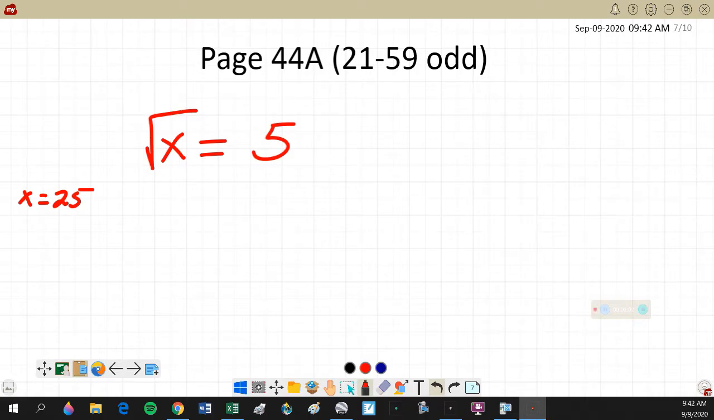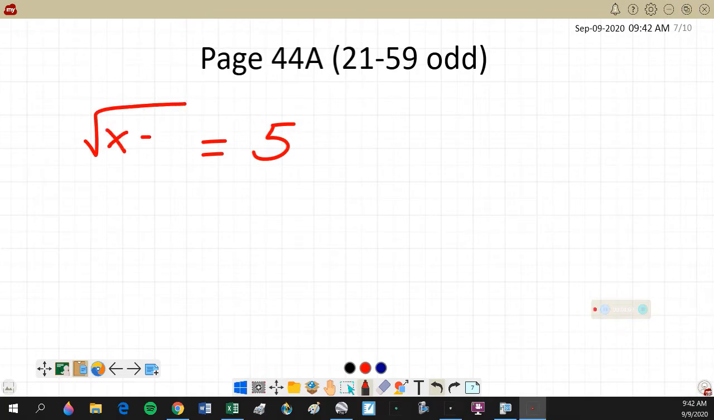Well, let me change it just a little bit. What if I had the square root of x minus 1 equals 5? So now the number I'm looking for needs to be subtracted by 1 and then take the square root, and the answer still has to be 5. So the number we're looking for is 26. And as we continue to make these problems more and more difficult, we'll start to realize we need an algebraic way to solve this. So let's go through order of operations just like we did before.